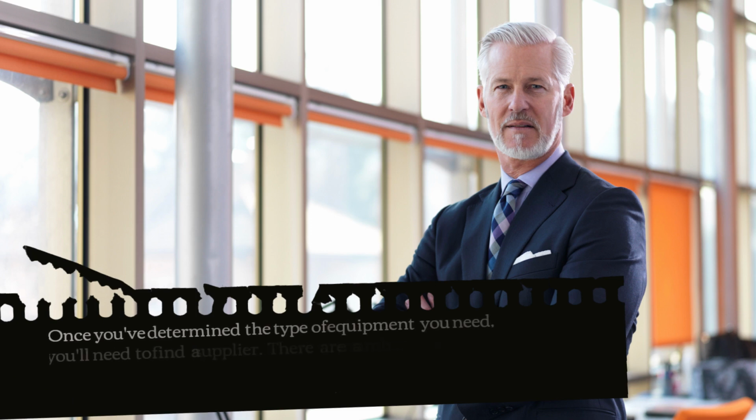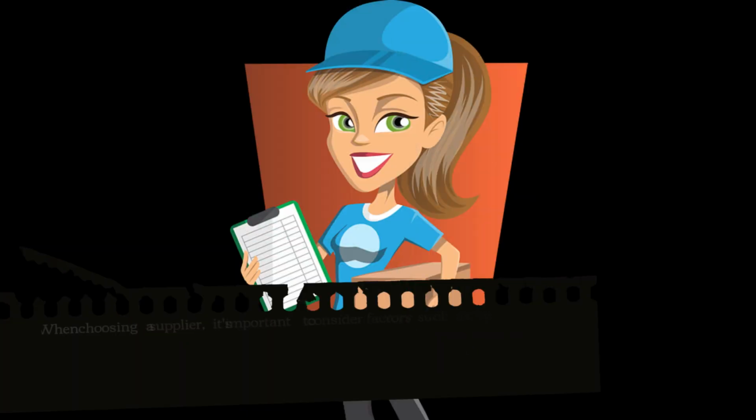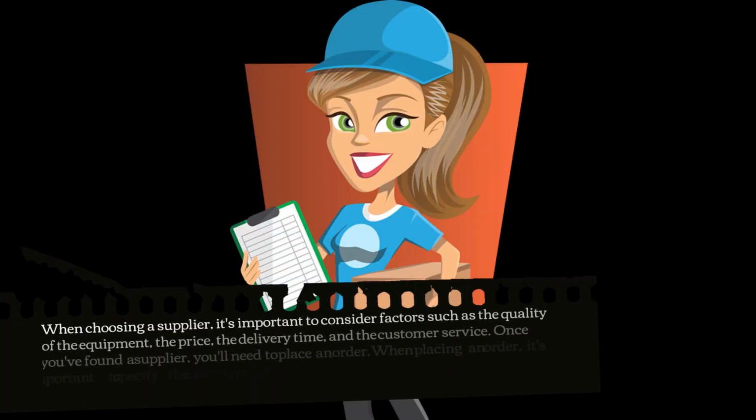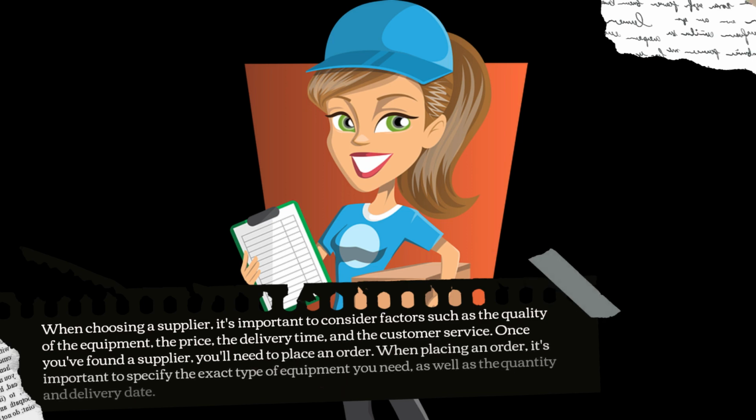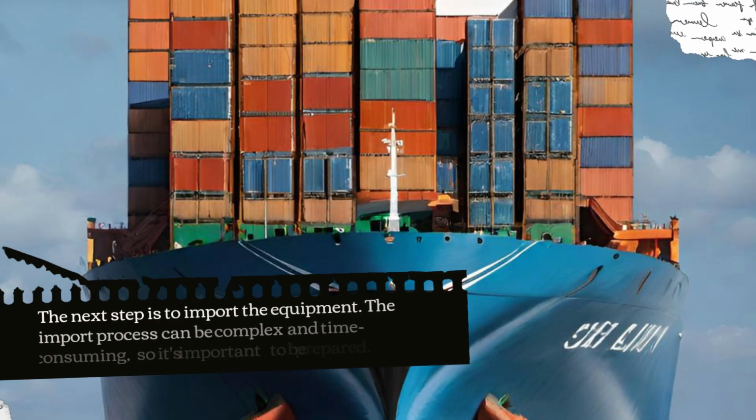Once you've determined the type of equipment you need, you'll need to find a supplier. There are a number of different suppliers of aerospace simulation and training equipment available, both domestic and international. When choosing a supplier, it's important to consider factors such as the quality of the equipment, the price, the delivery time, and the customer service. Once you've found a supplier, you'll need to place an order. When placing an order, it's important to specify the exact type of equipment you need, as well as the quantity and delivery date. The next step is to import the equipment.